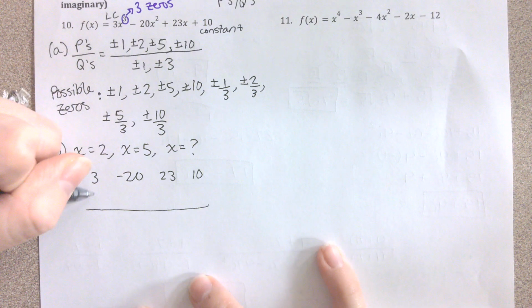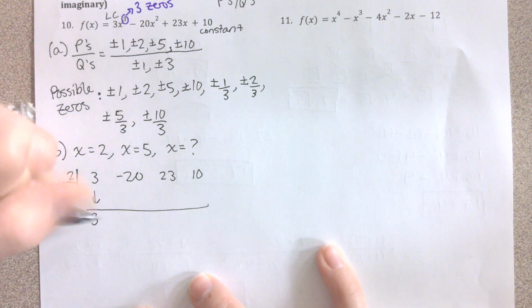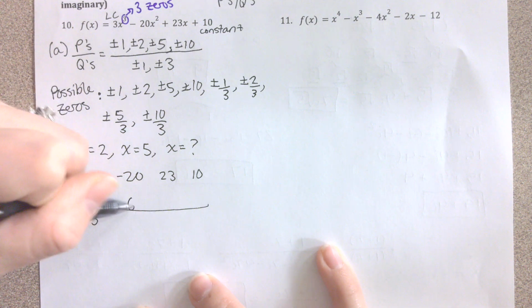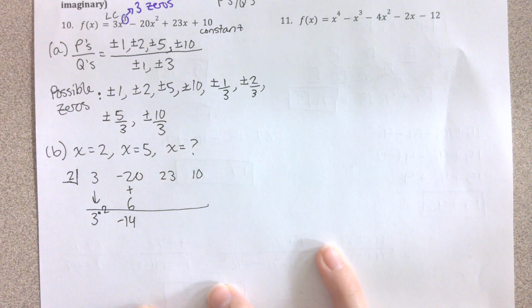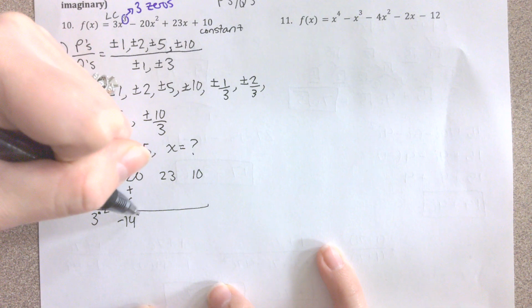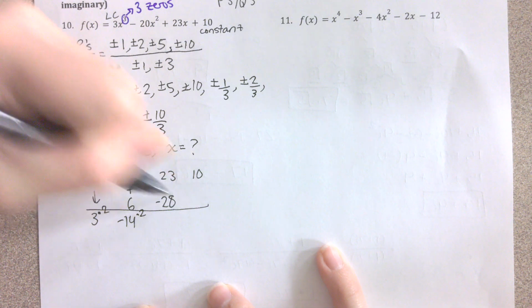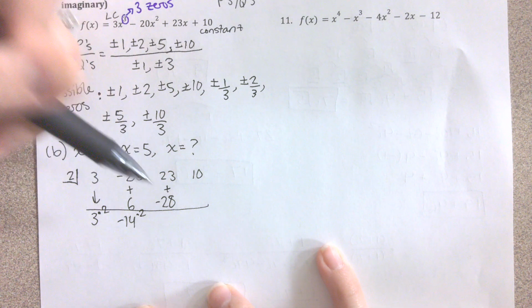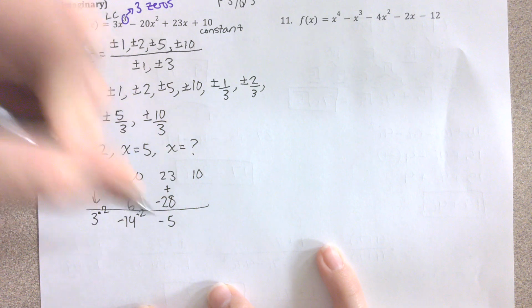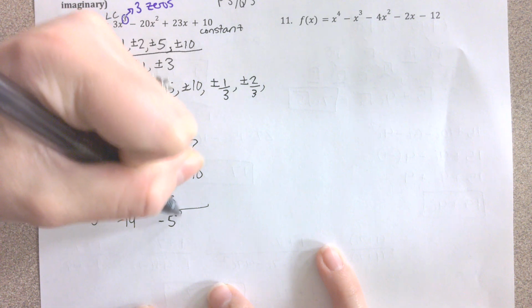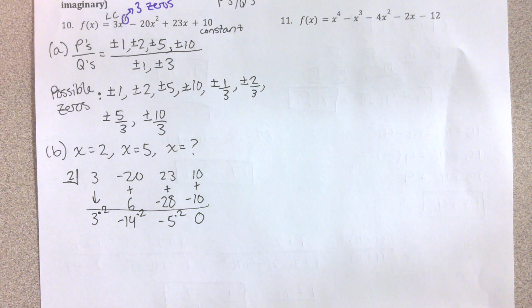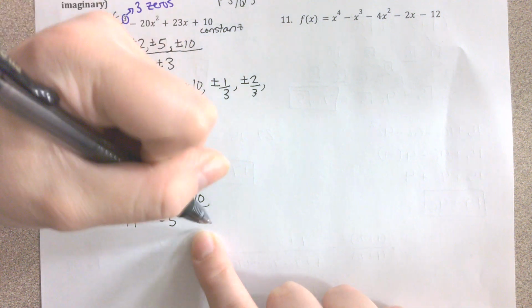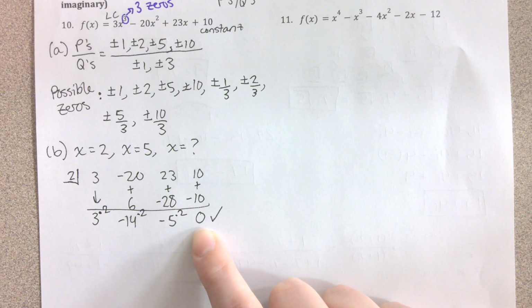Synthetic division. Bring down the first number, which is 3. 3 times 2 is 6. Negative 20 plus 6 is negative 14. Repeat. Negative 14 times 2 is negative 28. 23 plus negative 28 is negative 5. Last time, negative 5 times 2 is negative 10. When I add those together, I get 0. Remember, you must get a 0 here. If you don't, a mistake has been made.